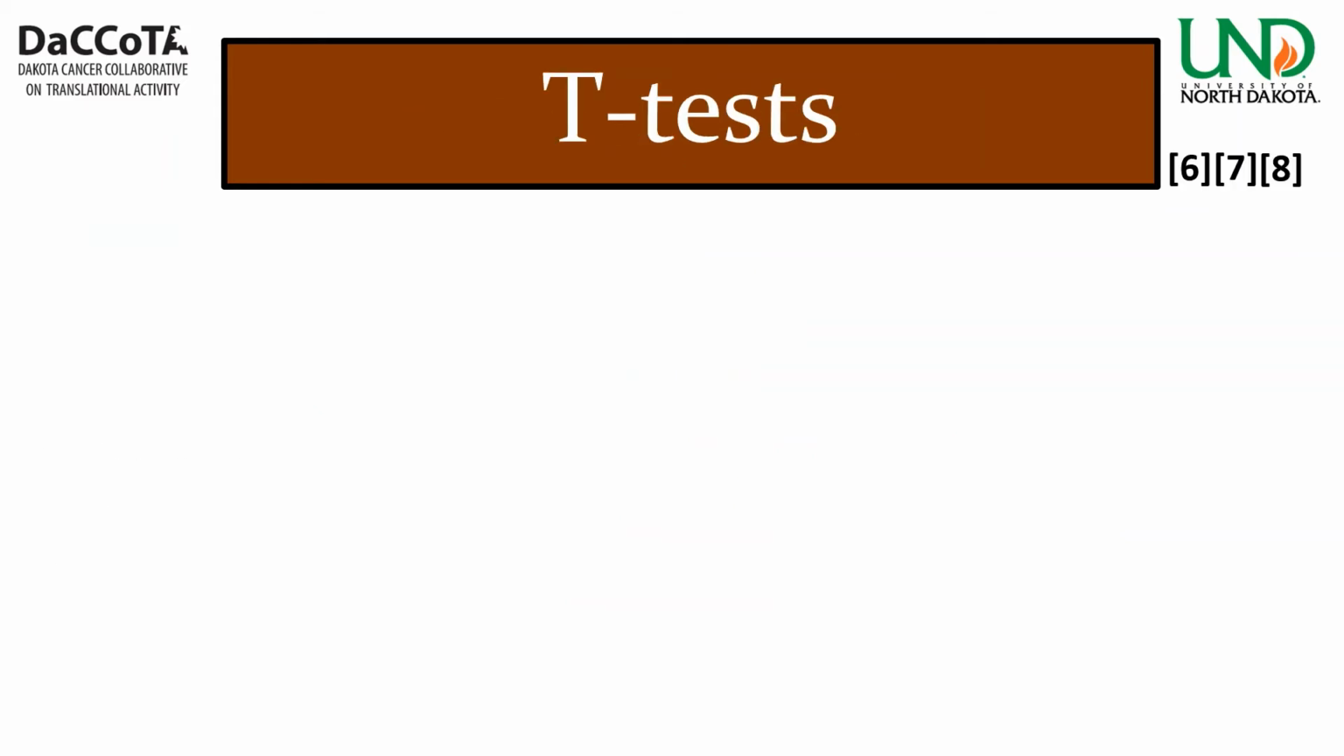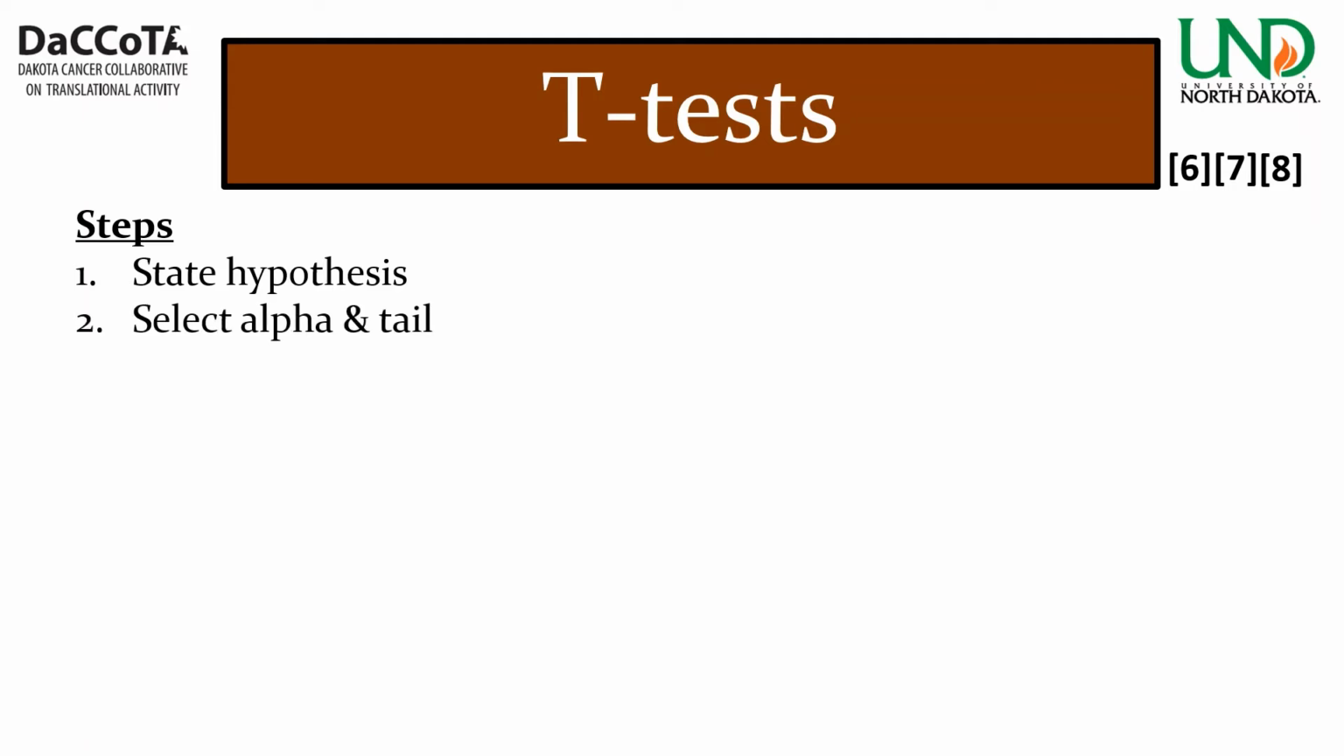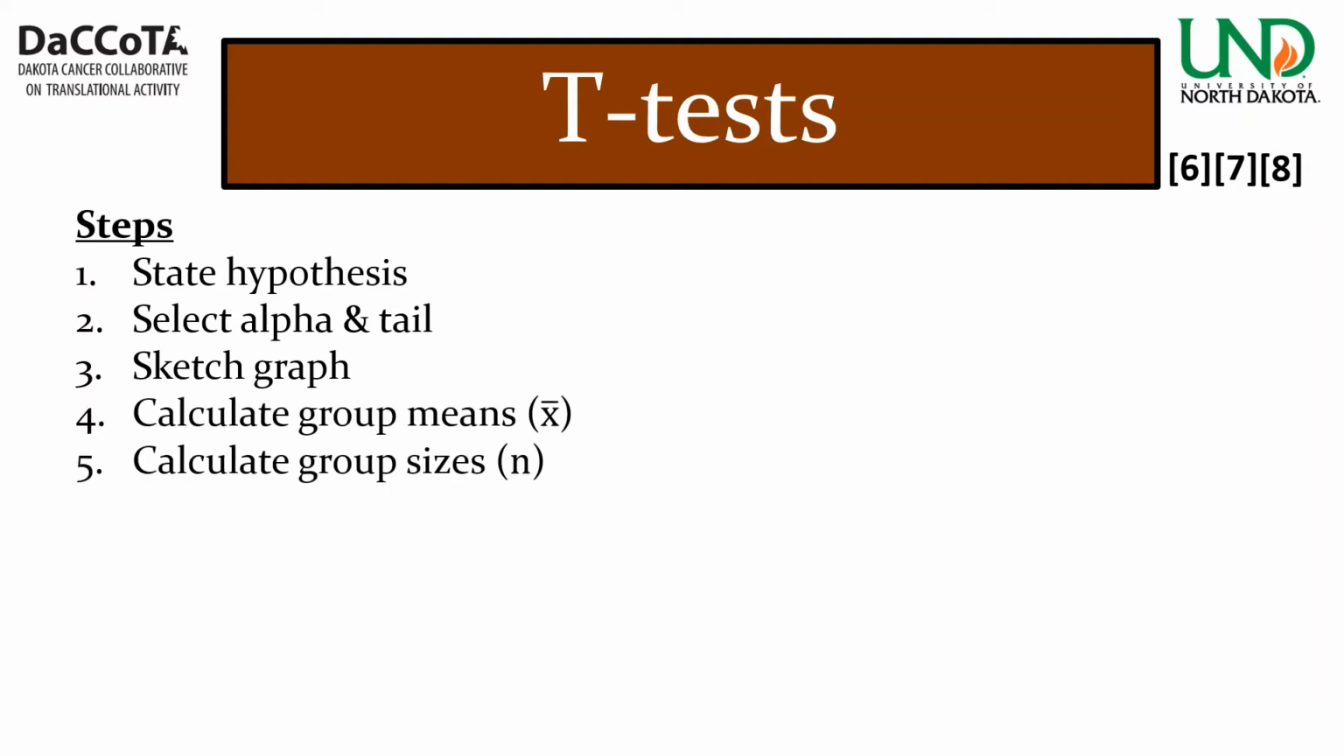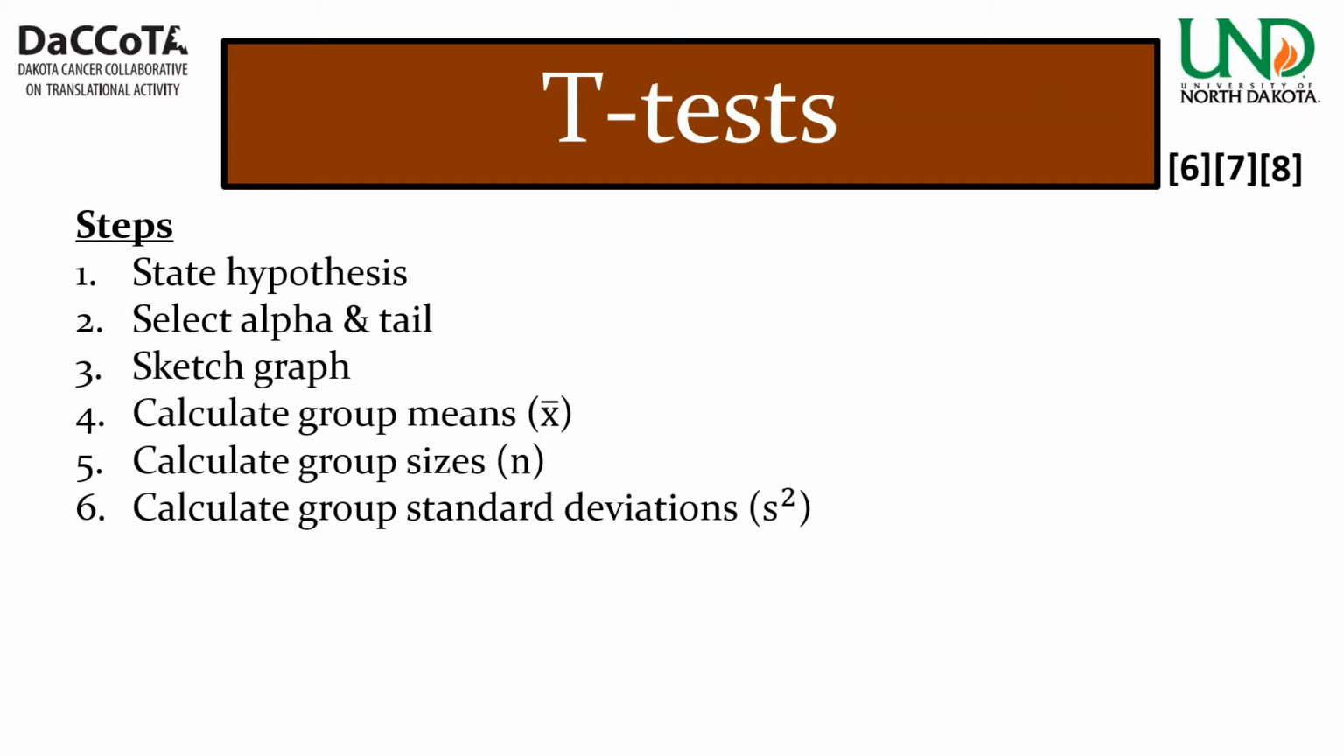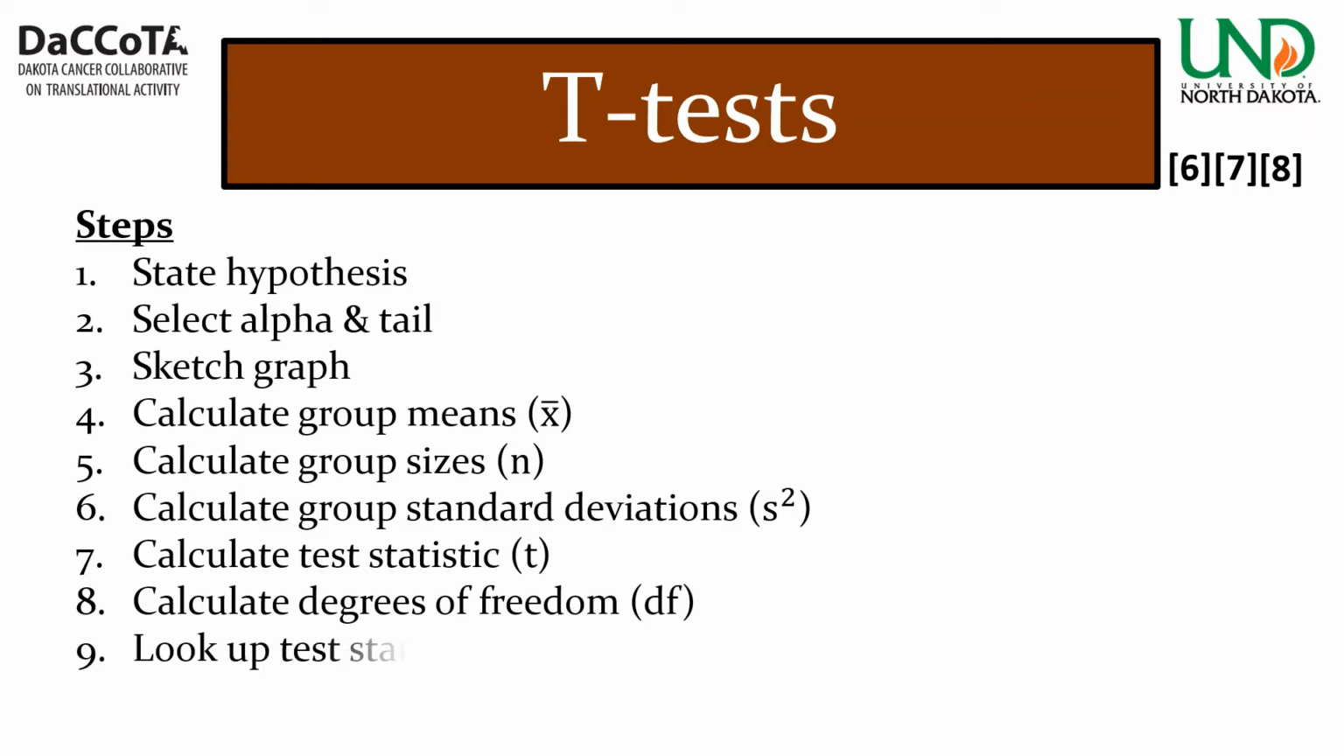Okay, we will turn our gaze to the ubiquitous t-test, also known as the Student's t. The steps we will cover for this are: state hypothesis and select alpha and tail. We'll sketch a graph out because we're starting to deal with numerical data along with categories. We'll calculate our group means, group sizes, and standard deviation for the groups. Use all this to calculate our test statistic, then get degrees of freedom, look up our test statistic in a table like we did before, and state our conclusion.